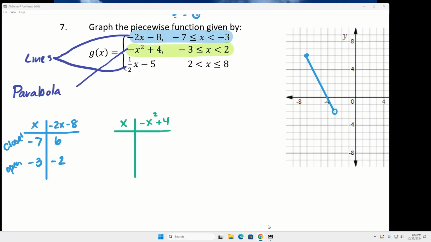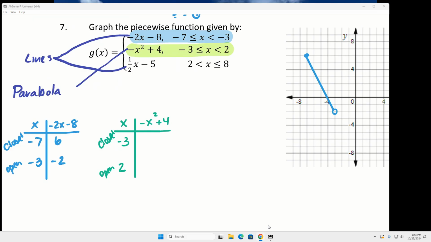All right, what two numbers am I going to put into this table? Leave a little space between them. Okay, -3 going to be open or closed? Good. And 2? Nice. All right, these numbers, when I put them in, I'm going to square it.